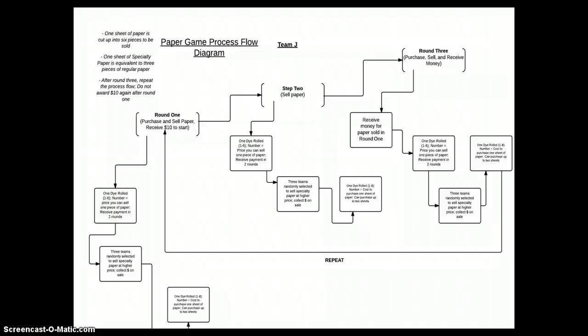The die is rolled again, and that's price 1 through 6 that you can sell paper for. You receive the payment in 2 rounds. The 3 teams are randomly selected to sell specialty paper at a higher price and collect money on the sale of the paper. And the 1 through 8 die is rolled again, and that is the cost to purchase a sheet of paper. You can purchase up to 2. So after that, you just repeat and go back to round 1, and that's just the process flow. That's how the game works. There are various rule changes, but this is the basic flow of the game.